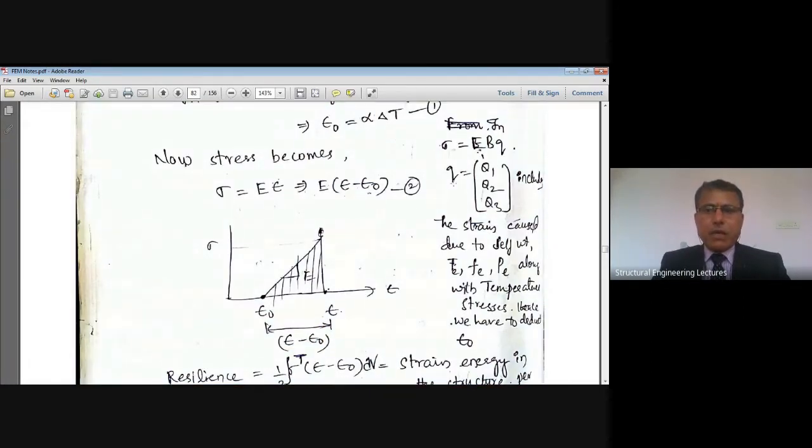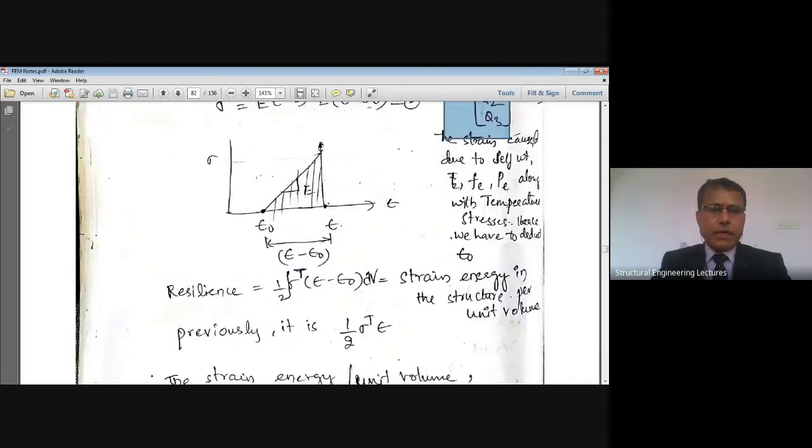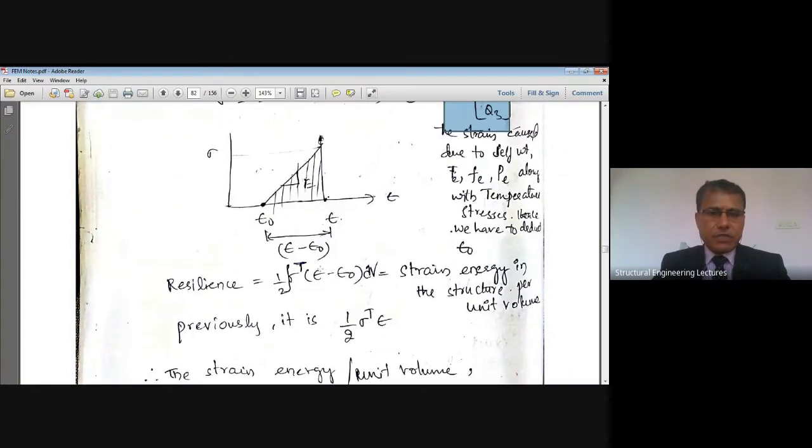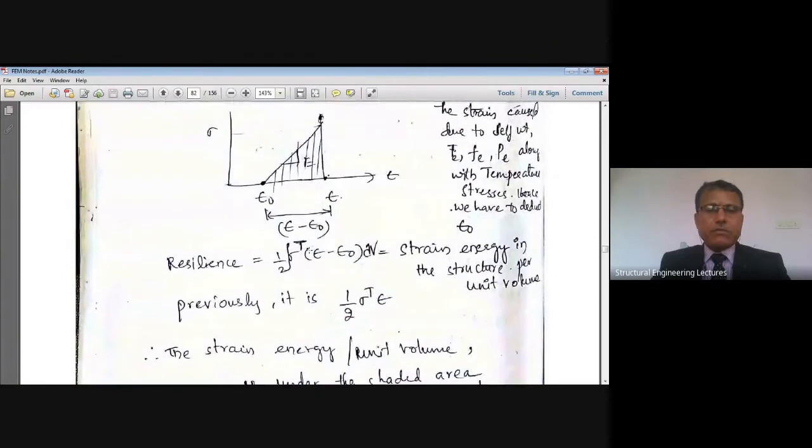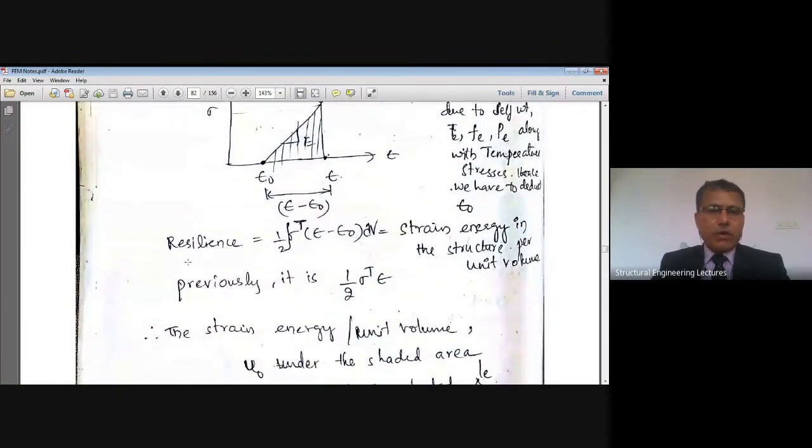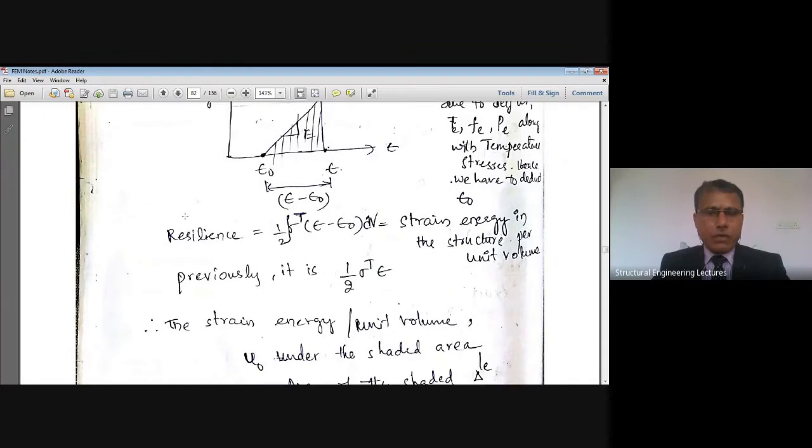Then the degrees of freedom are Q1, Q2, Q3, or Q1, Q2 as appropriate, whether this is a 2 degree of freedom system or a 3 degree of freedom system. Then we already know the strain energy stored per unit volume. It is defined as the resilience, and the strain energy stored is half sigma transpose multiplied by epsilon minus epsilon naught, multiplied by dV.